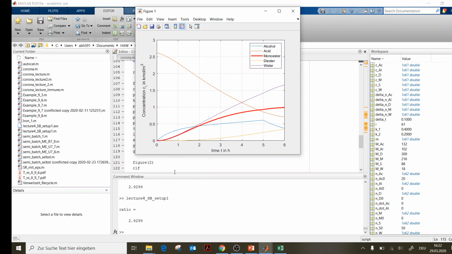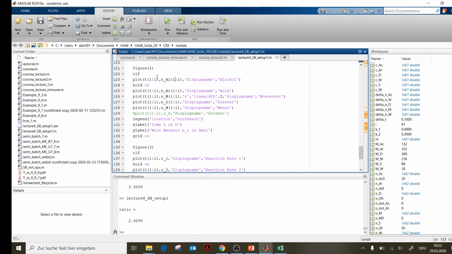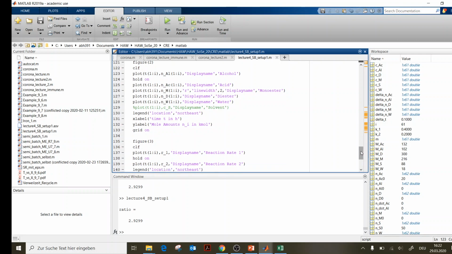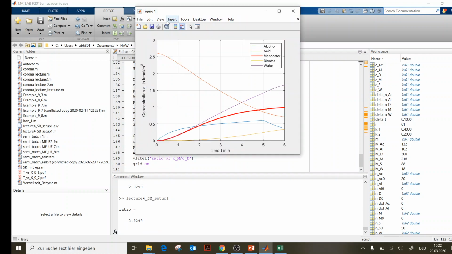Okay, what else did I do? I said, okay, let's put a second figure. There I just plotted the number of moles. So nothing special about it, just a different plot. Then I put in figure 3 the reaction rate to have a look at the reaction rates, and in figure 4 I just put the ratio of the concentrations of the monoester to the diester. Okay, then let's have a look at all 4 figures.